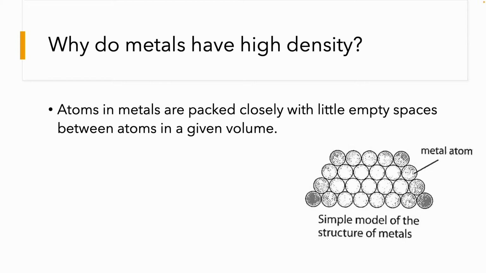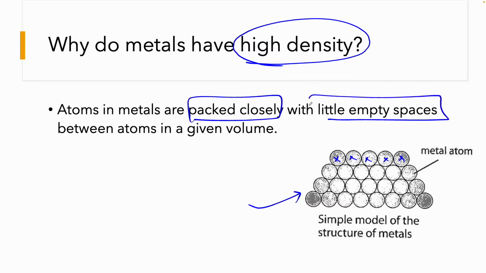So in this slide, we talk about some physical properties of metal. We are told that metals have high density. Why metals have high density is because the atoms in the metal are packed closely together with little empty spaces. So that's why metals have high density.